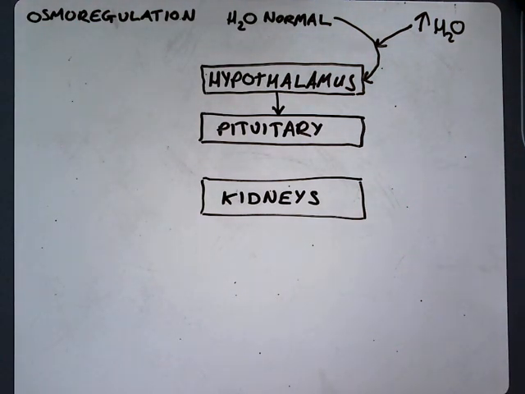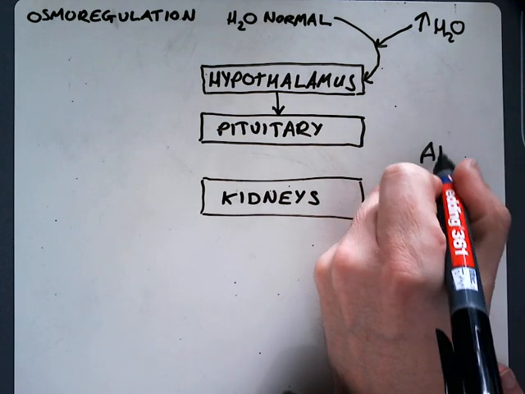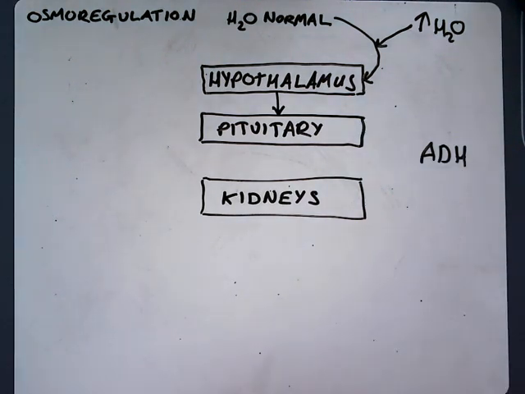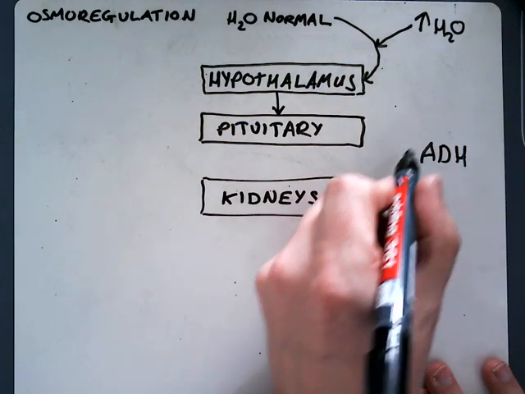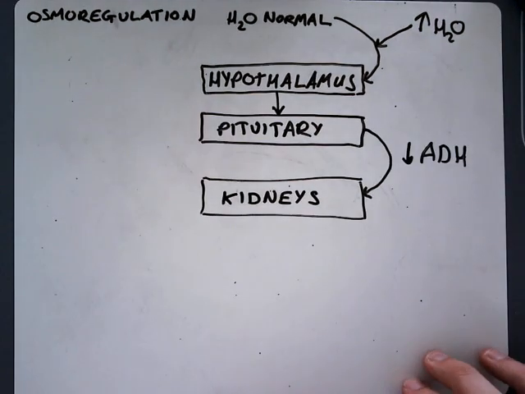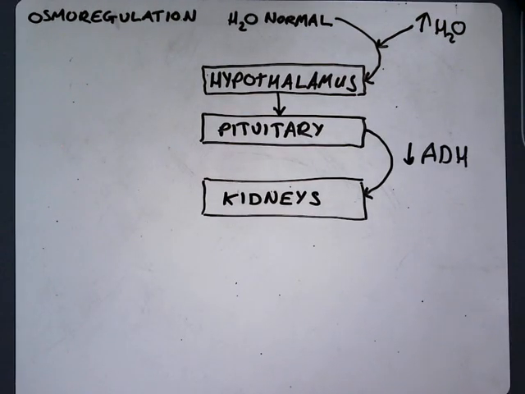What the pituitary gland does is it adjusts the amount of a hormone it makes, which is called anti-diuretic hormone, ADH. Now, diuretic means to make you go for a wee, to make you urinate. So anti-diuretic hormone is a hormone which stops you urinating. So when your water levels are high, the anti-diuretic hormone levels in your blood are going to be low. They travel through your bloodstream, there's a low concentration of them, and so the kidneys don't get much of a signal.